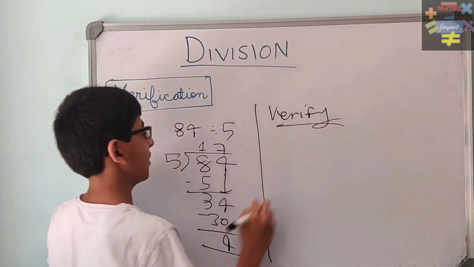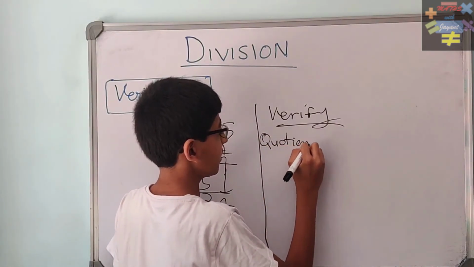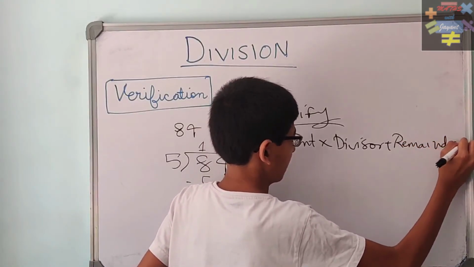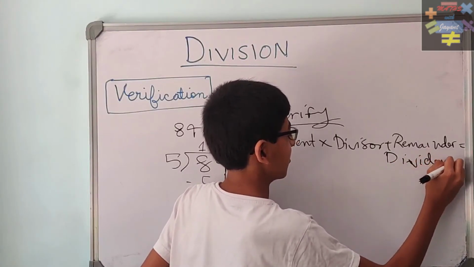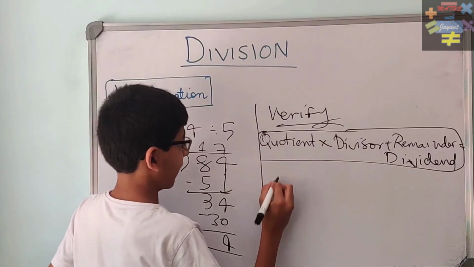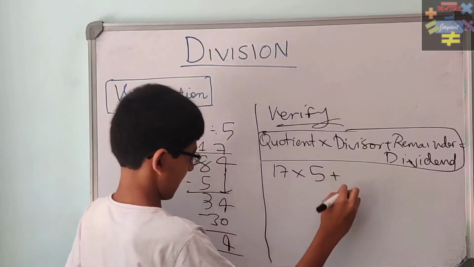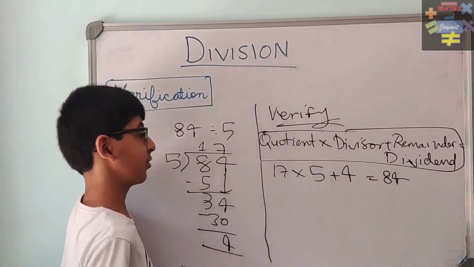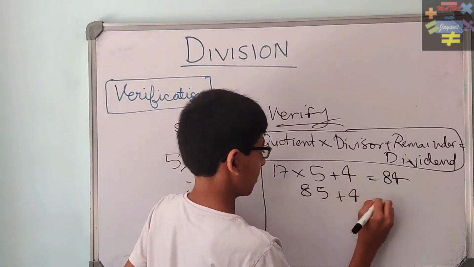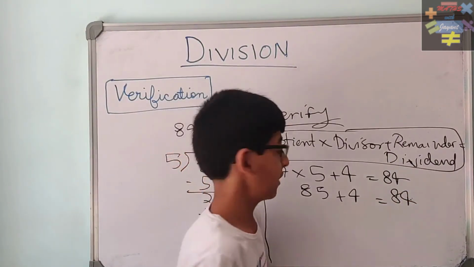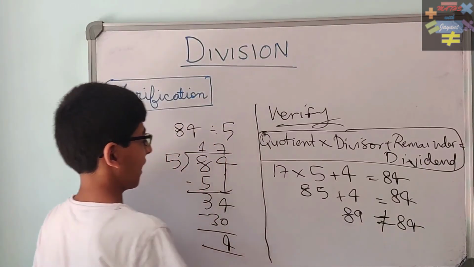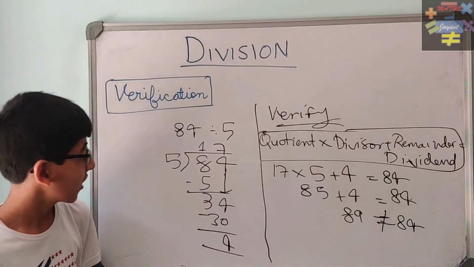Now let's see if we verify. Let's verify like this. So we already know quotient into divisor, in that we add the remainder, so we should get the dividend. So we know the formula. So using this let us check. Right now we have got the quotient as 17 into 5, we add 4, then we should get 84. 17 into 5, we get 85. So 85 plus 4 should give us 84. But 85 plus 4 gives us 89 and not 84. We see that these two are not the same. Hence, this is wrong.